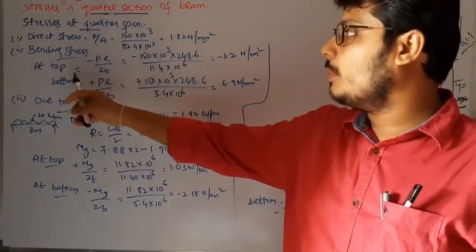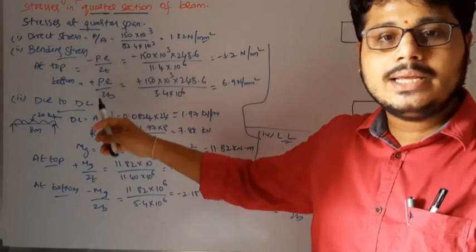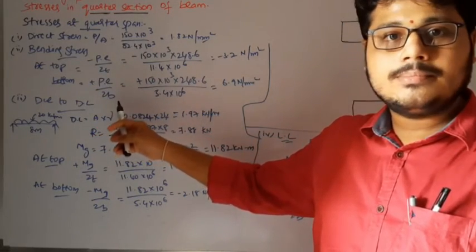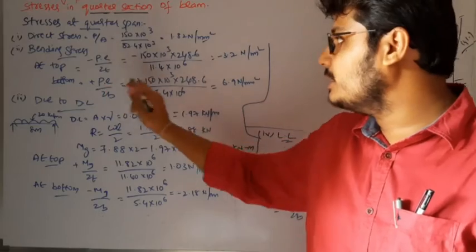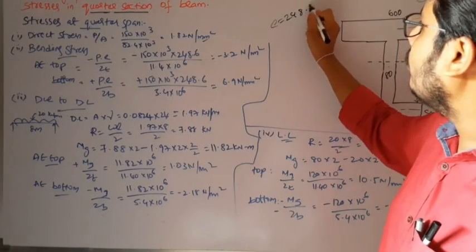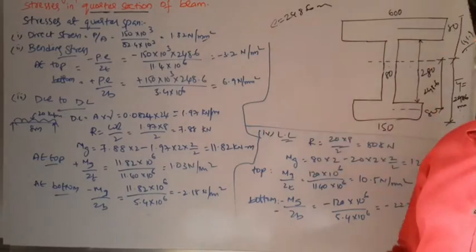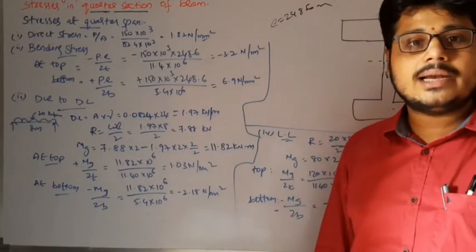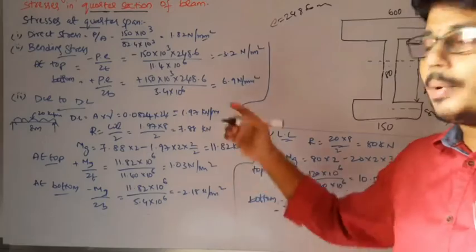So bending stress at top and bottom is minus P into e by Zt, and P into e by Zb. P is the pre-stressing force, and the eccentricity e is equal to 248.6 mm, which we have calculated. Zt and Zb also we have calculated, the section modulus at top and bottom.